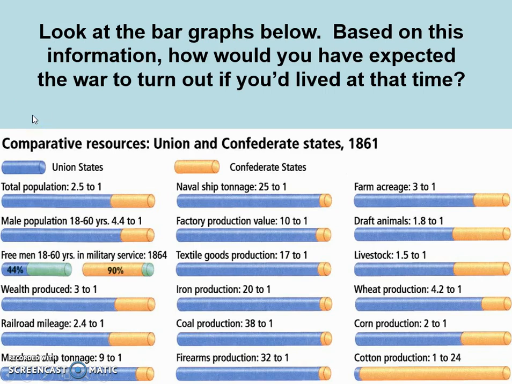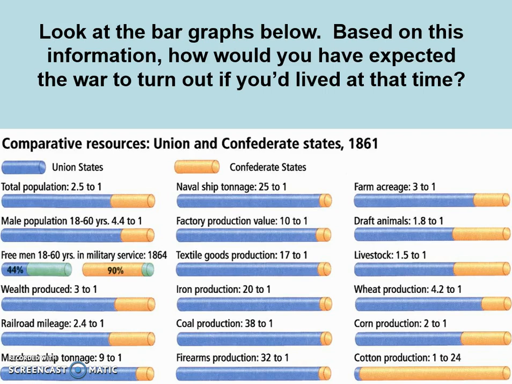Our focus for this lesson is going to be to look at the two sides and compare the resources between the Union and Confederate states in 1861, the year the war started, and look at their various advantages and disadvantages. If we look at this bar graph here with the Union states in blue, the Confederate states in this yellow-orange color, you see that in most categories, especially in industrial production and even in agricultural production, the Union had many more resources, in some cases vast numbers, compared to those of the Confederate states.